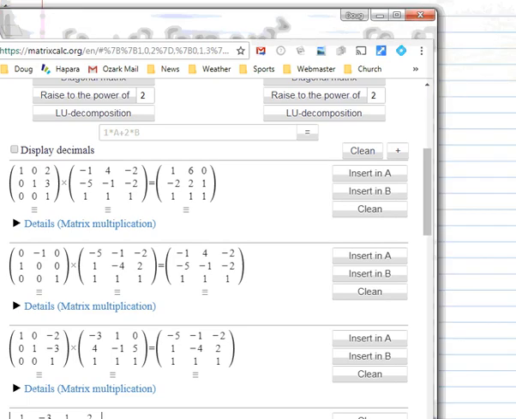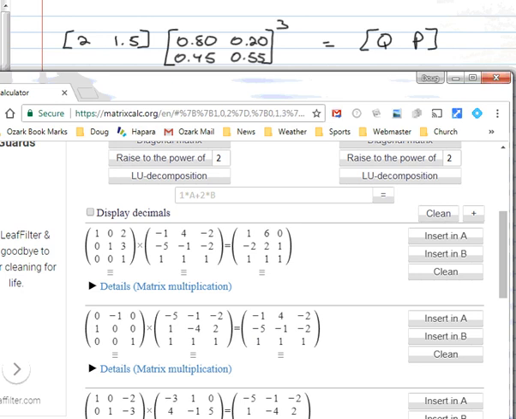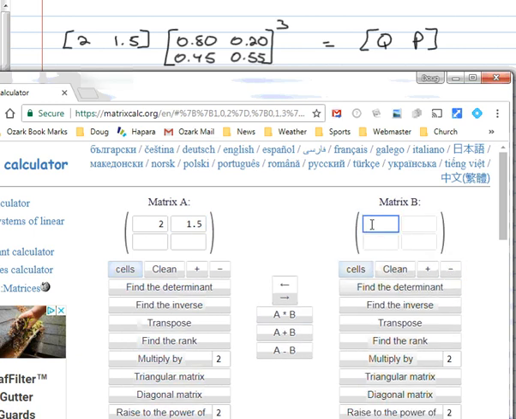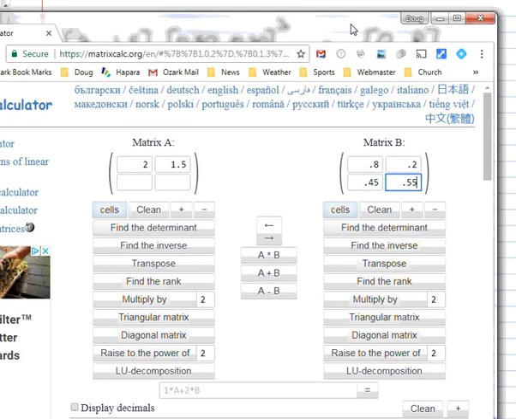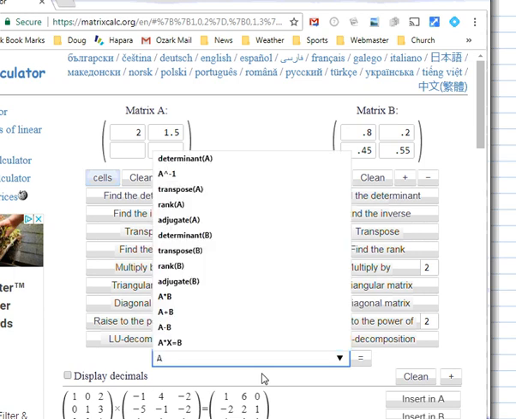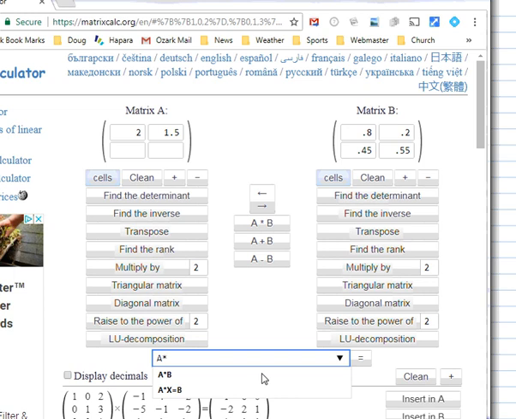Finding our software again. Where did it go? So I've got a smaller one. We'll clean that one up. I have a 2 and a 1.5. We'll clean this one up. 0.8, 0.2, 0.45, 0.55. And if you're really fancy, let's see if I can make it work. We're going to go matrix A times matrix B raised to the third.